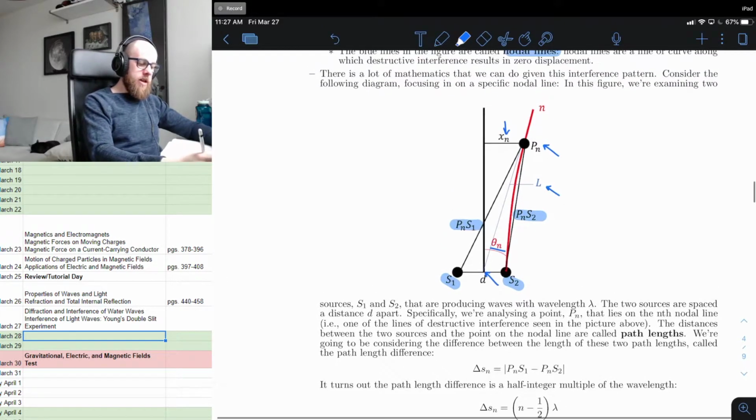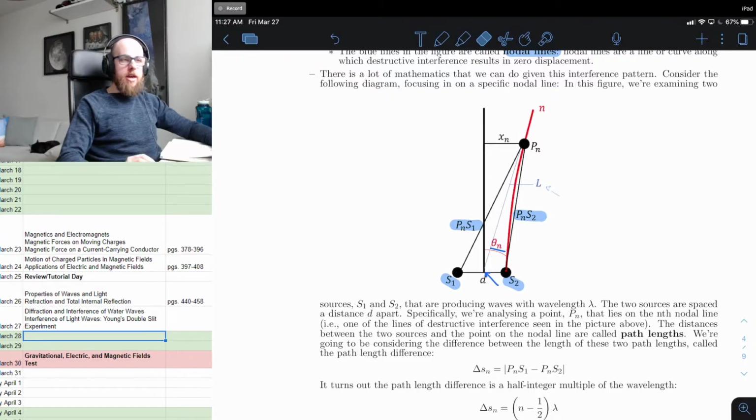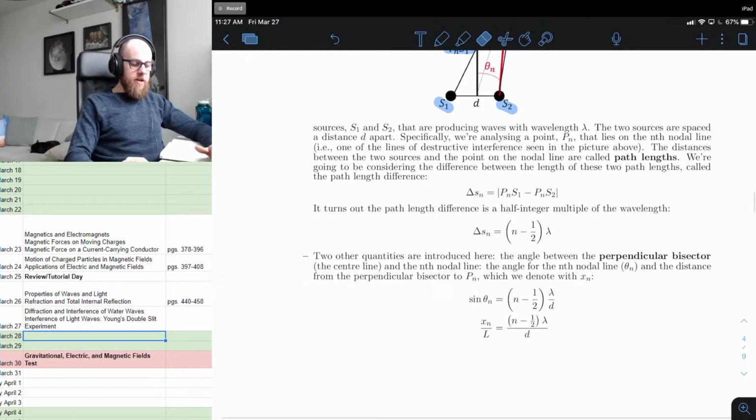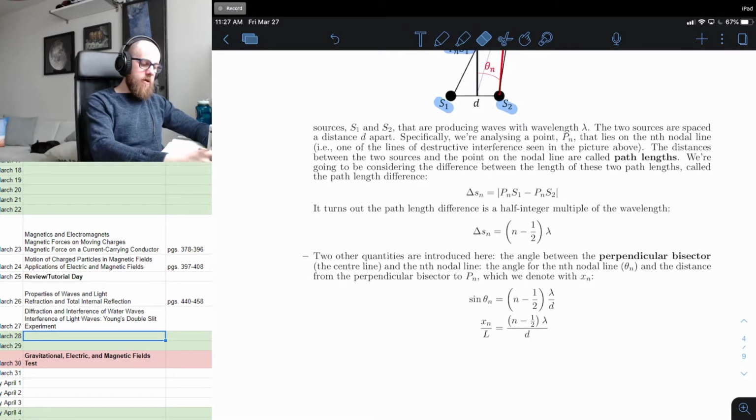Okay, so let's see how this is done in practice, because I think it'll be a lot better once we get into it a little bit. So we have all of these formulas. Essentially, this value here is called the path length difference. Path length difference.